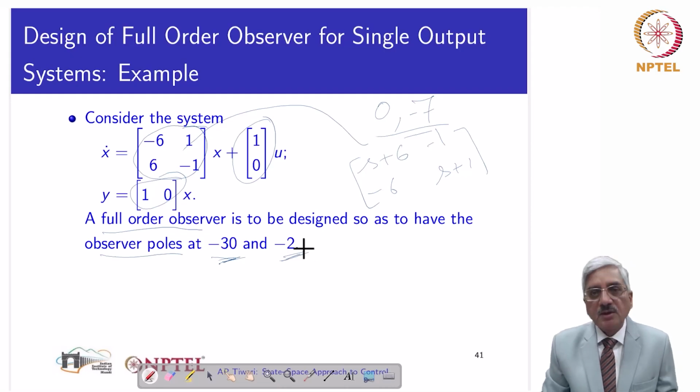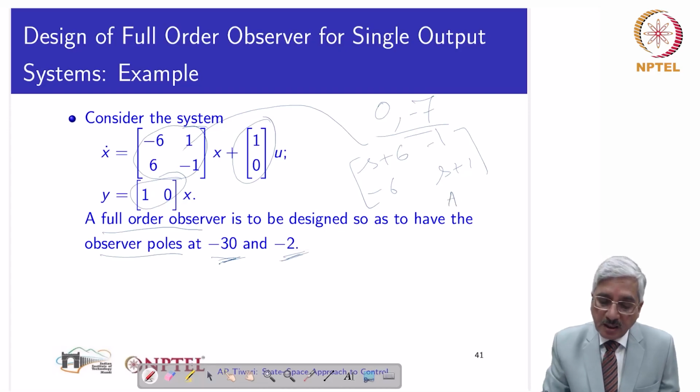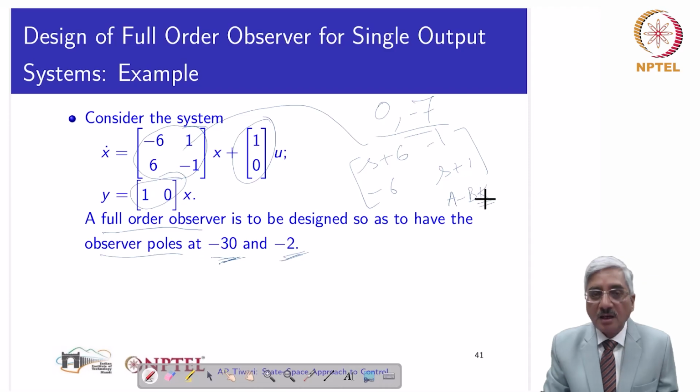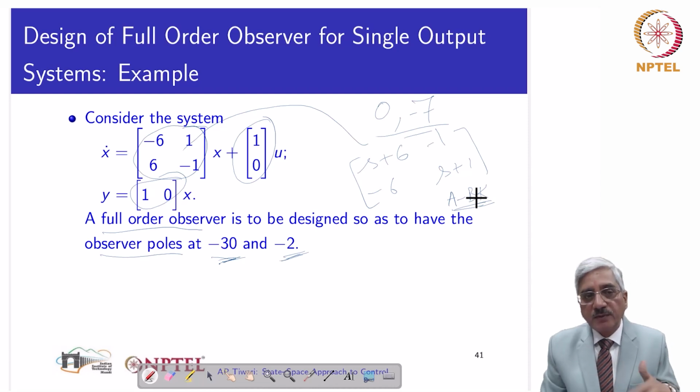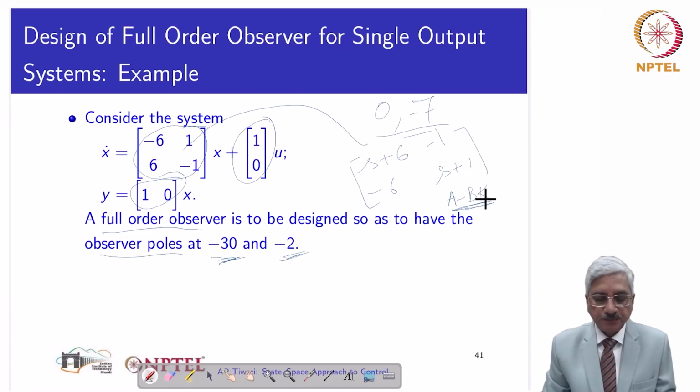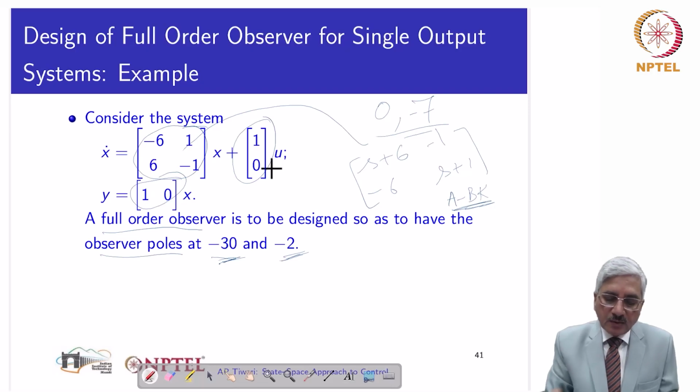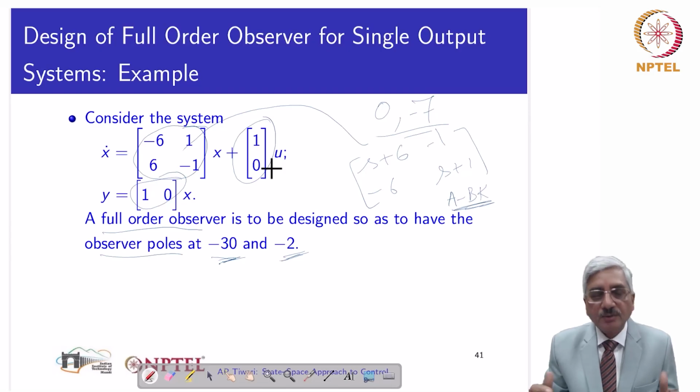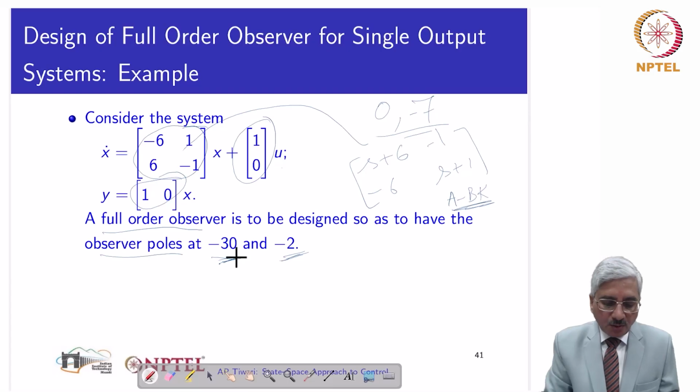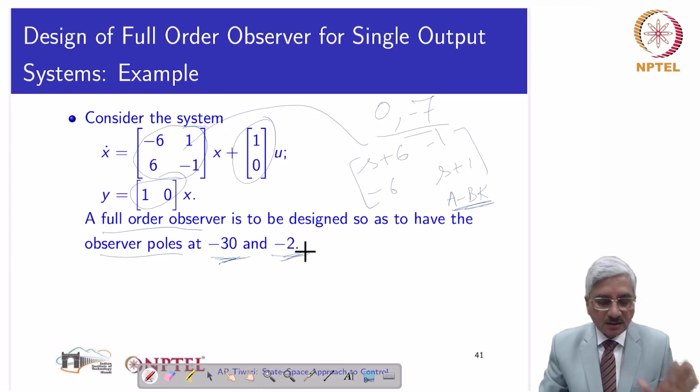We select the observer poles further to the left of the system poles. And in fact, not only the system poles, but the poles of the closed loop system. So the A minus BK, when we have designed K and we have seen the closed loop system A minus BK, observer poles are to be taken further left of the poles of A minus BK. That is generally what is done for observer design. So we are anyway considering only the open loop system. The closed loop we are not considering. We just want to see how this observer behaves. So we select observer poles at -30 and -2, and we want to design the observer. That is the consideration.